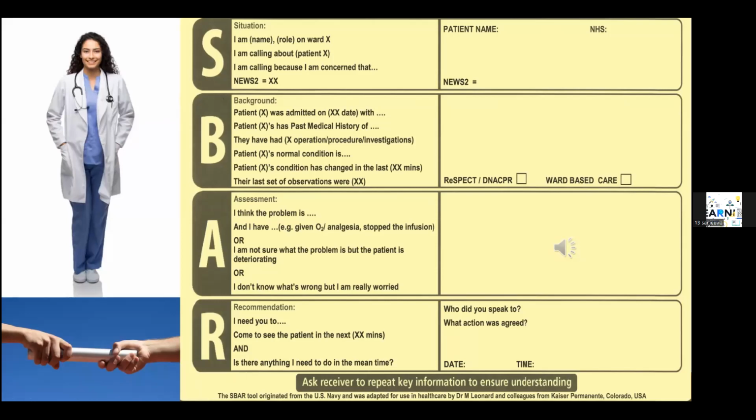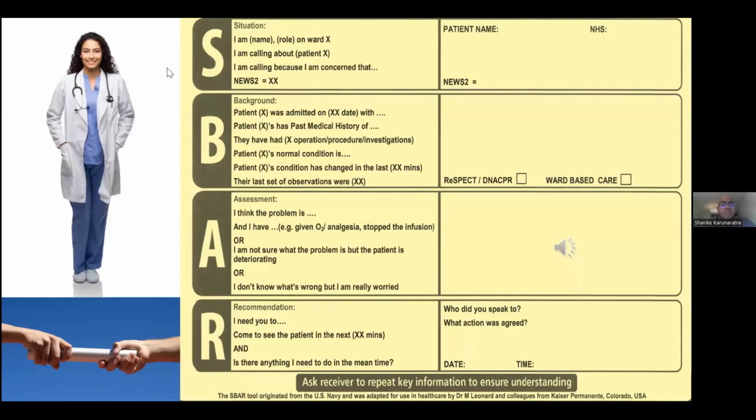Full screen. Okay, so the situation, background, assessment and recommendation is the correct way to hand over a patient. Suppose you are having a patient with deteriorating symptoms and you want to escalate or get an opinion from your seniors. To do this without panicking, this is the system you should use to present it to your seniors.